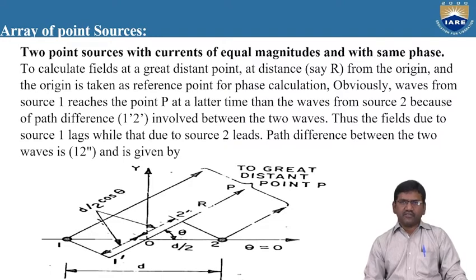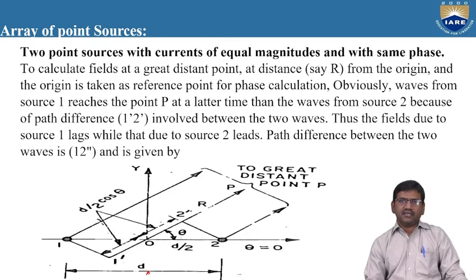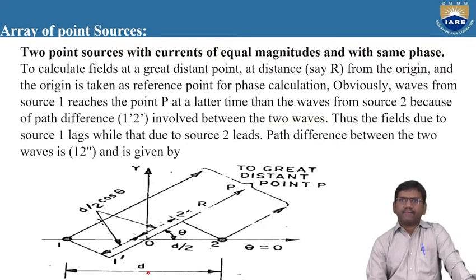I can observe in the figure, D is the distance here. It is the distance between 1 and 2. As we have seen, O is the center between 1 and 2. The distance between O and 2 is D by 2, and the distance between 1 and O is D by 2.